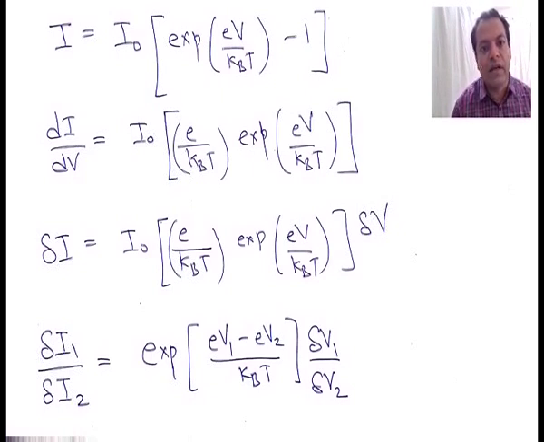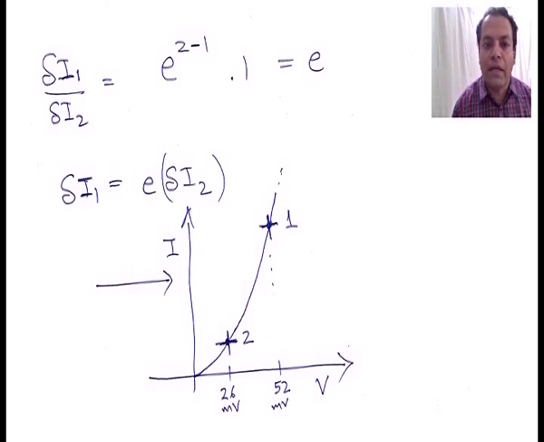Let's look at the expression again. I is given by I naught into (exponential eV by kBT, minus 1). To proceed, I can take the derivative of both sides, which pulls out a certain quantity e upon kBT from the exponential. And rearranging the terms, I can write delta I in terms of delta V. Delta I depends on delta V. It also depends on the value of V. So if I look at the ratio of the error in the current, delta I1 upon delta I2, it will be given by exponential of (eV1 minus eV2) upon kBT, into delta V1 upon delta V2. That's the last expression on this slide.